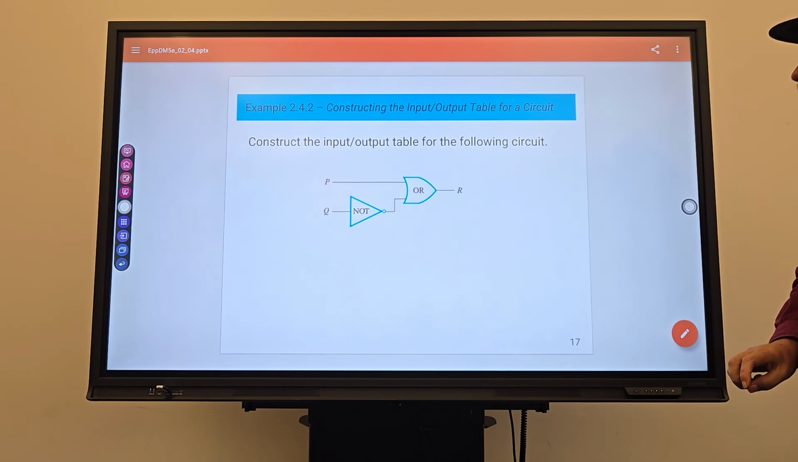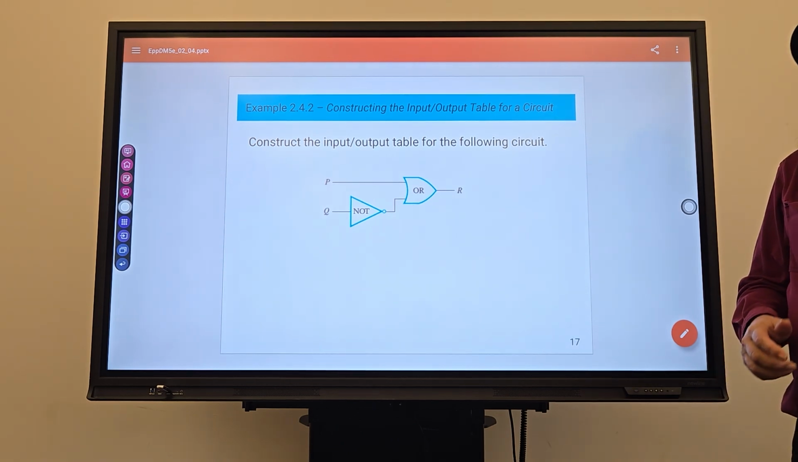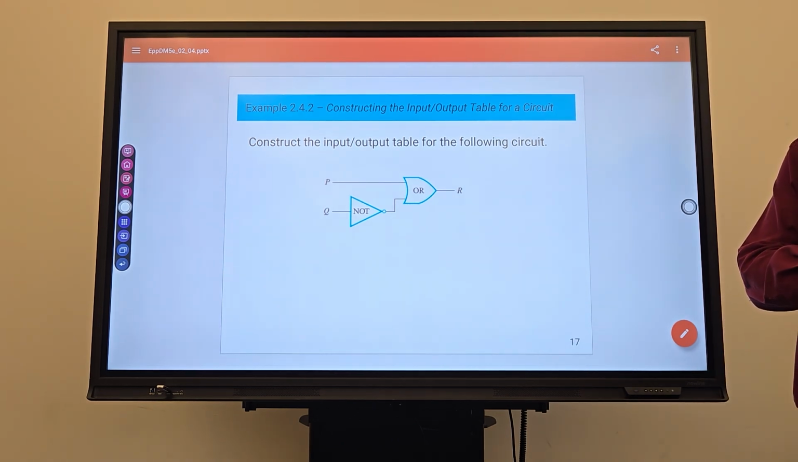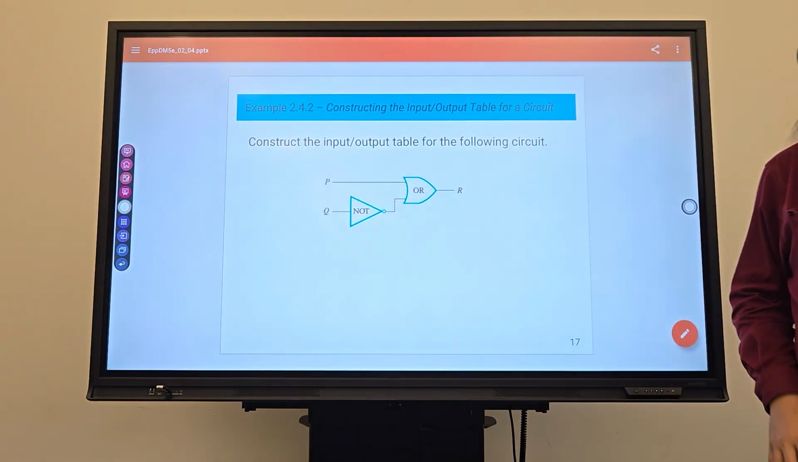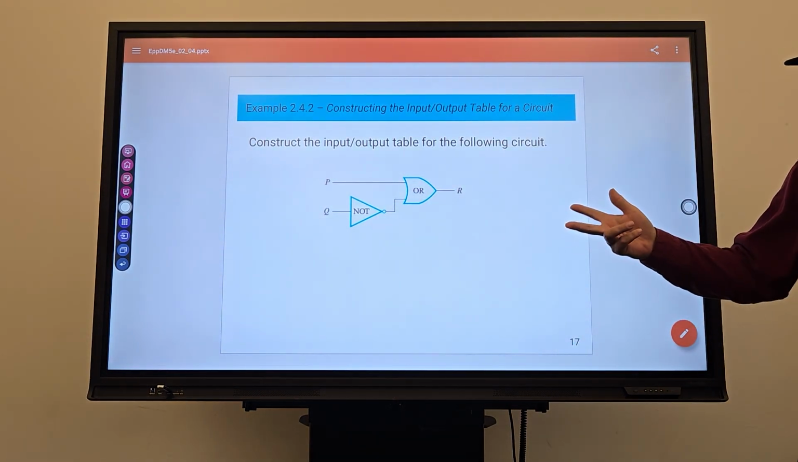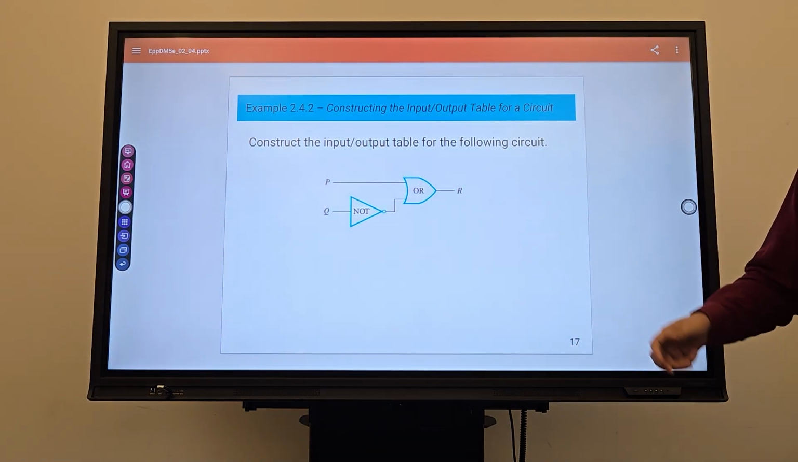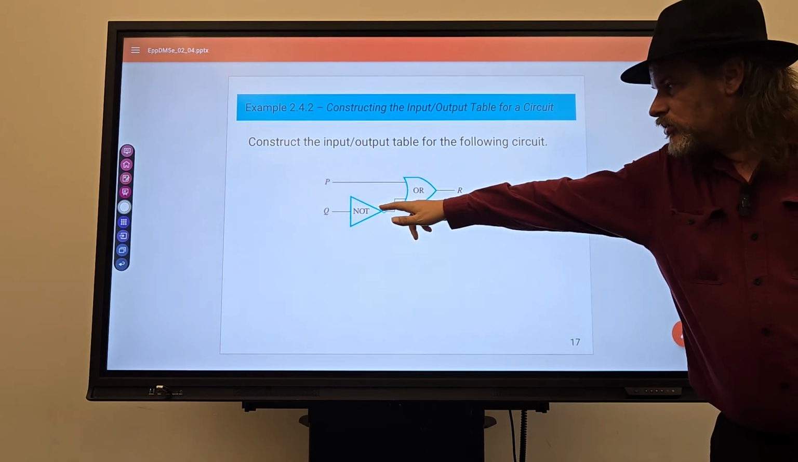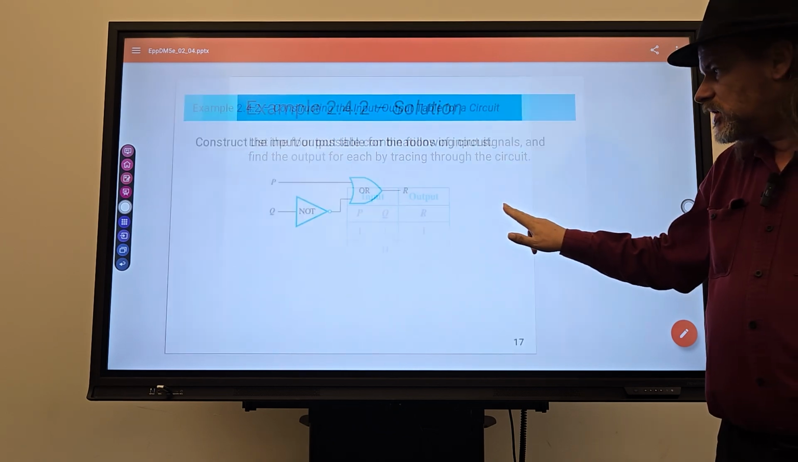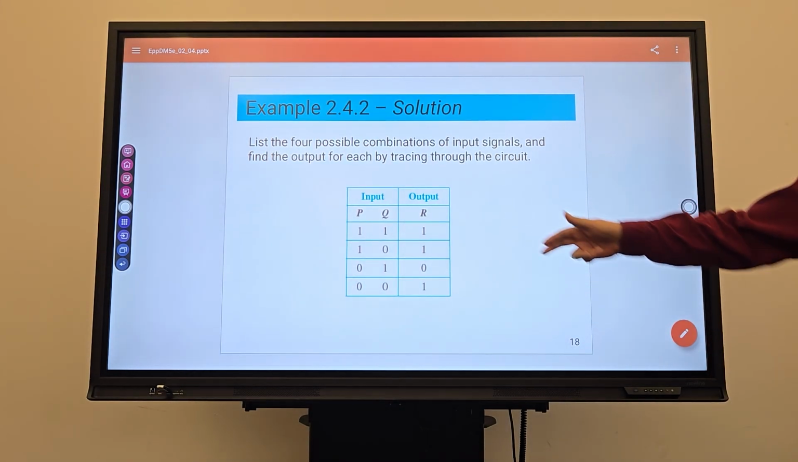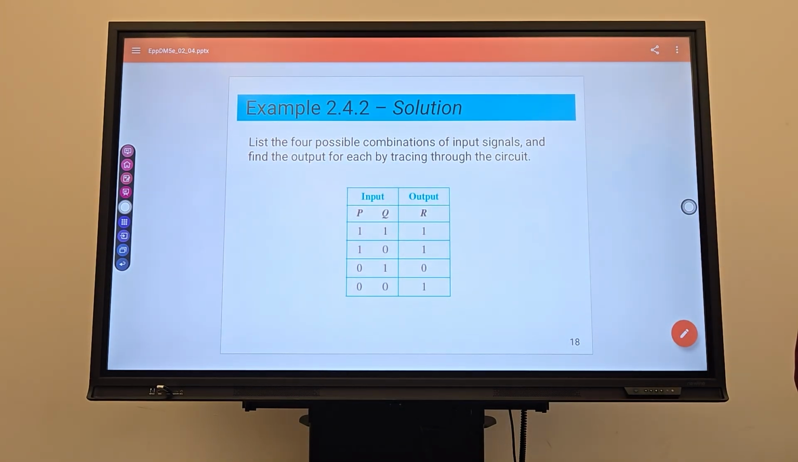Now the input-output table for the following circuit. That is, you create a table like a truth table where you have 2 columns for the inputs, and a row for each combination. So 2 inputs, that's 4 combinations. And then you trace through the circuit for each combination. All right, and you get the resulting input-output table.